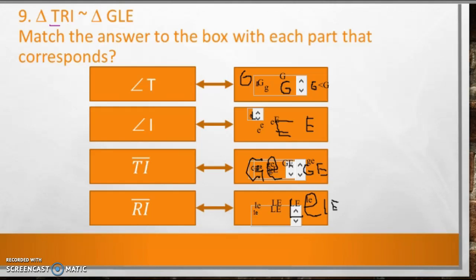Nice job. T does correspond to G, so that's correct. I is the last one. E is the last one, so that's correct. TI is the first and the last, so it goes with the first and the last, which is GE. That's correct. You guys are killing it. And then RI is the last two, so it corresponds to LE, which is the last two.